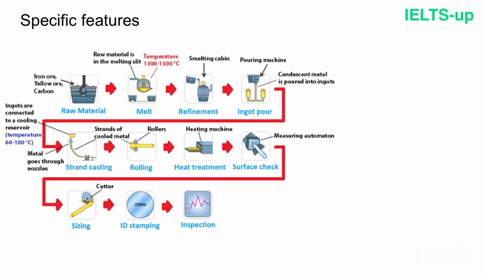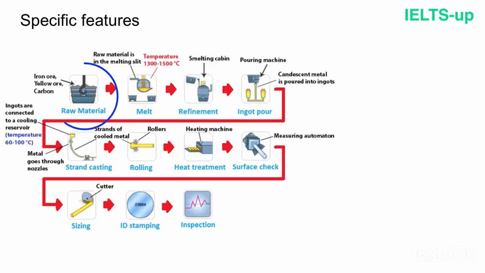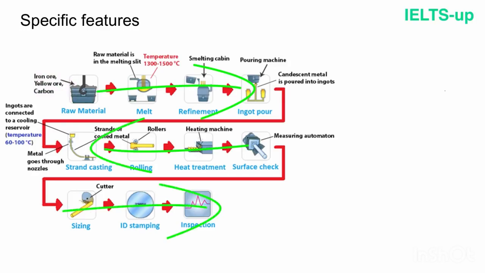Now, I will explain to you how to describe each stage of our process. Let's take a closer look at the first 4 stages. What does the diagram show? We can see that the first stage is called raw material. The picture shows a box with some raw material and an arrow indicating that iron ore, yellow ore, and carbon line that box. This material will experience some transformations throughout the process and will become a steel rod.